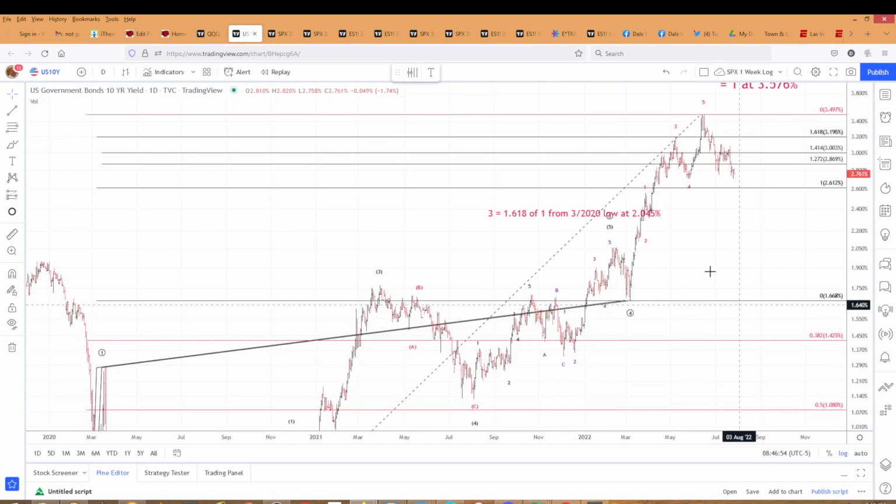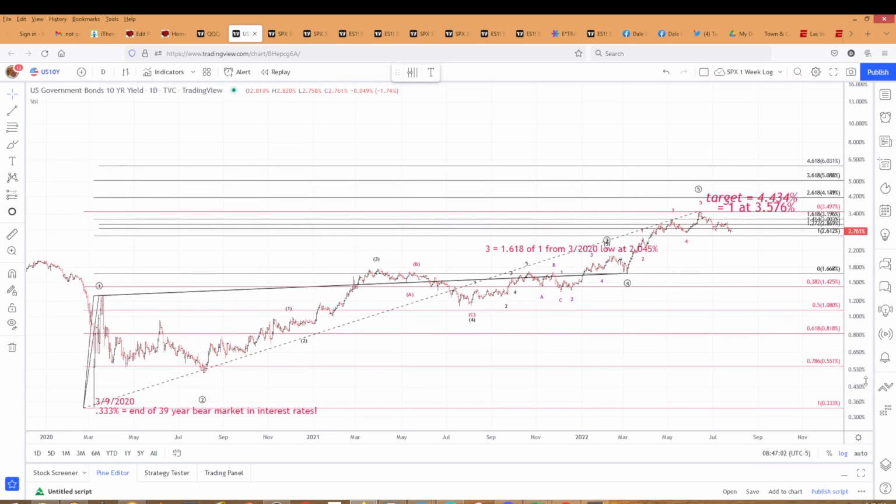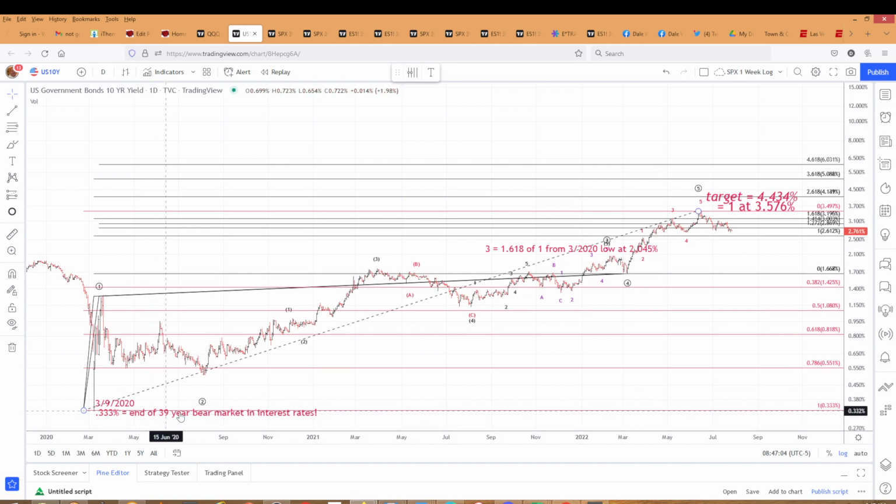US 10-year, we like to keep looking at that. We're looking at a daily chart. I'll give you guys the bigger picture here, all the way from the 2020 low, 39-year bear market in interest rates ended, and the bull market in interest rates started. Wouldn't have any reason to think it wouldn't last 39 years like the bear market did.